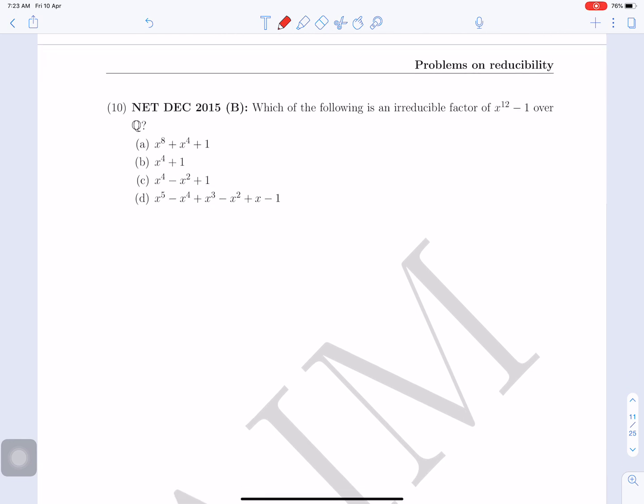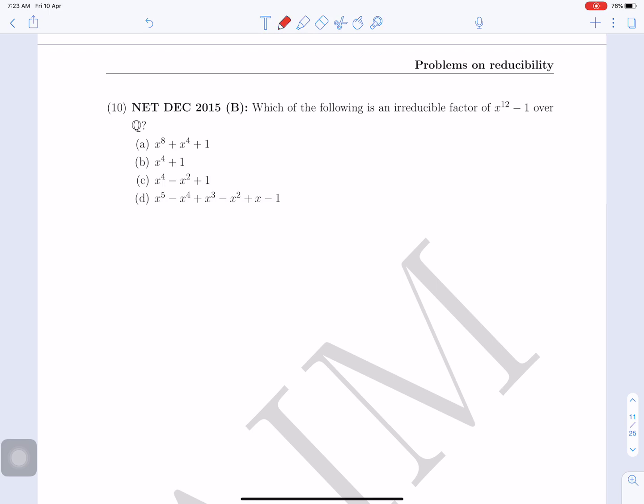Now problem number 10. Which of the following is an irreducible factor of x^12 - 1 over Q? We are interested in the irreducible factor of x^12 - 1 among options A, B, C and D.